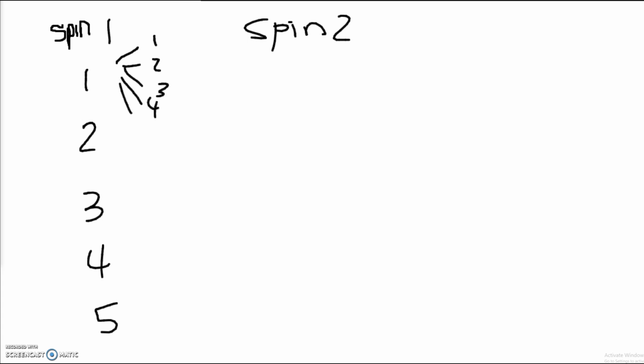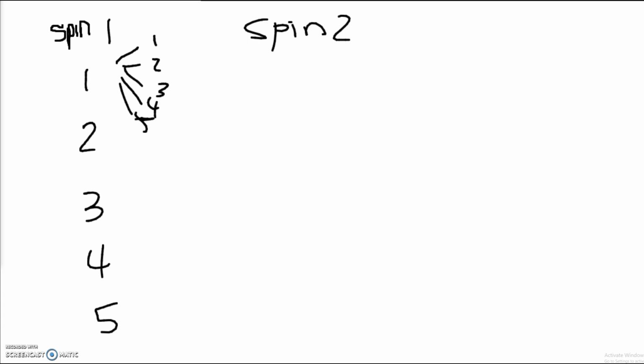During our first spin, we could land on a 1, a 2, a 3, a 4, or a 5. Then during our second spin, we could still land on those numbers 1 through 5, but how we construct this tree diagram is going to look like this. So if we landed on a 1 during spin number 1, during spin number 2, we could still land on a 1, or a 2, or a 3, or a 4, or a 5.